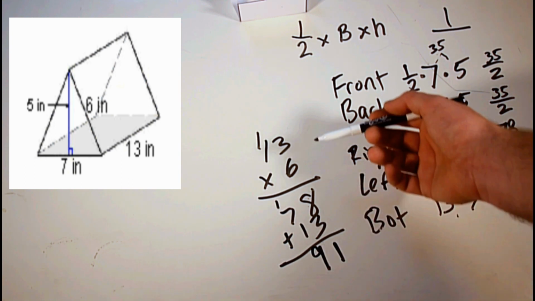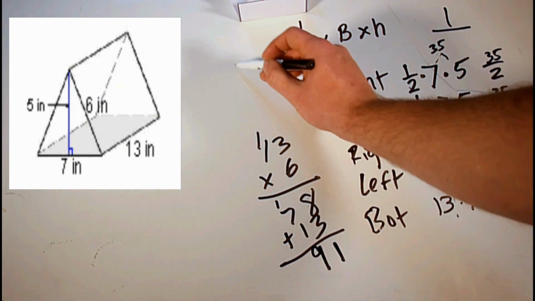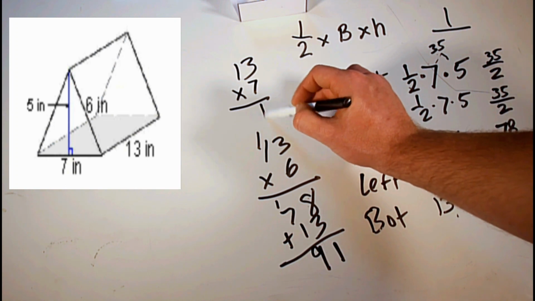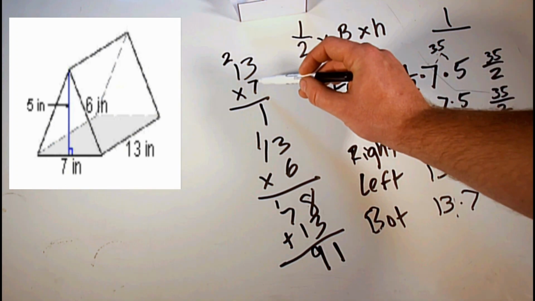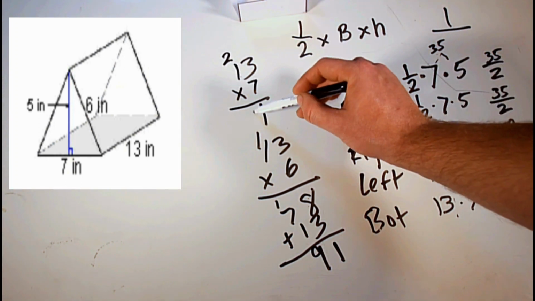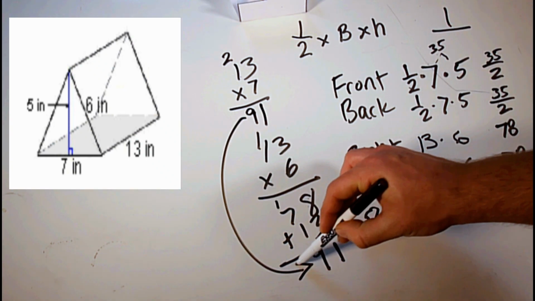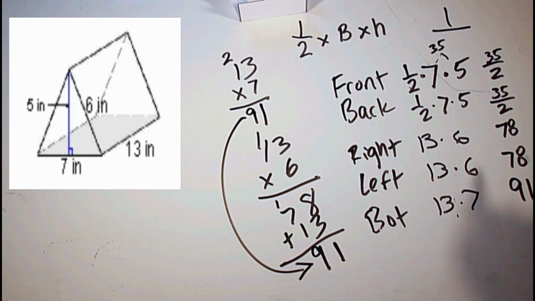Now, if you didn't really believe me or that kind of confused you, let's just do 13 times 7. 7 times 3 is 21. There are the 2. 7 times 1 is 7, plus 2 is 9. All right, so it's the same number there. All right. So now we have all of our areas here. We now need to add those all up, okay?